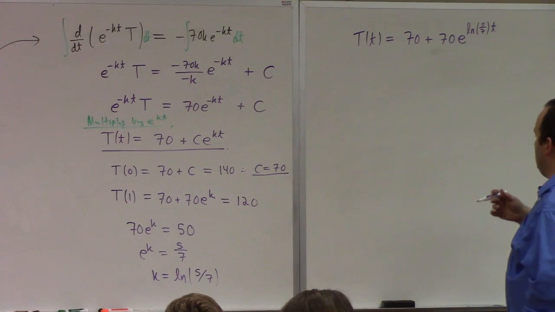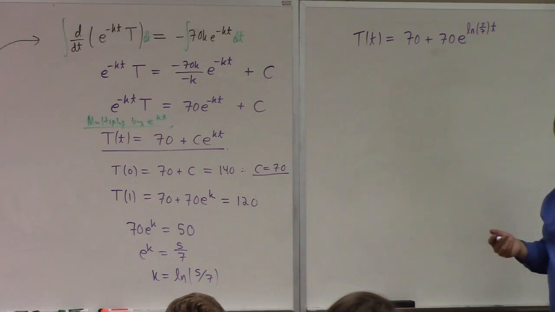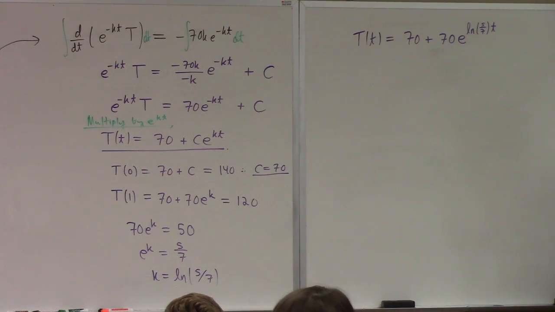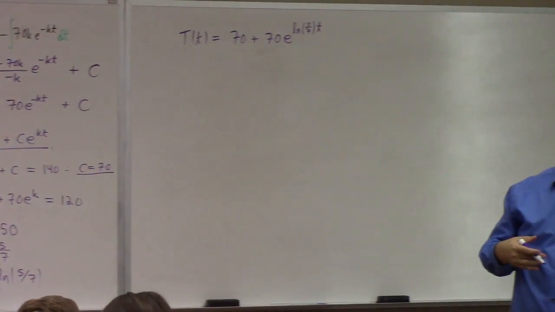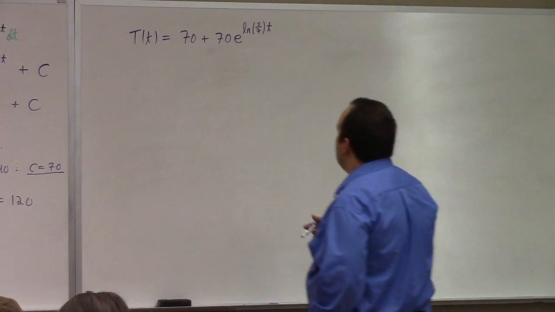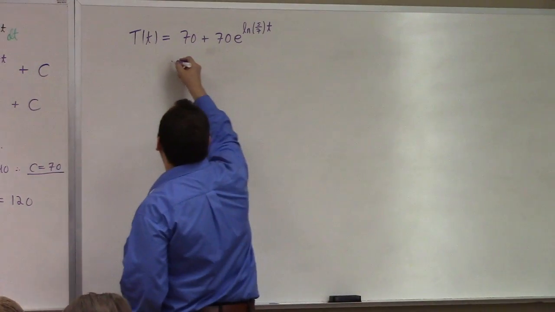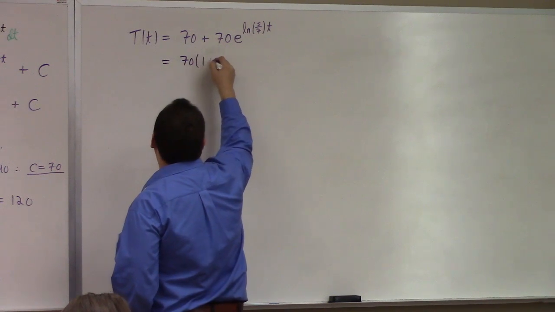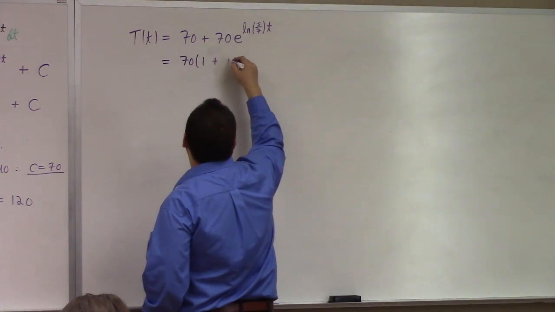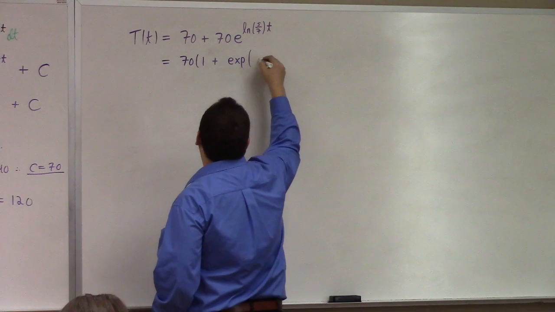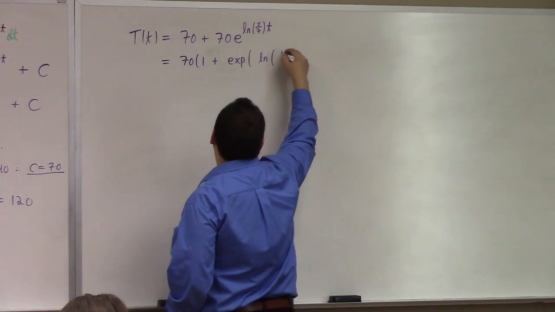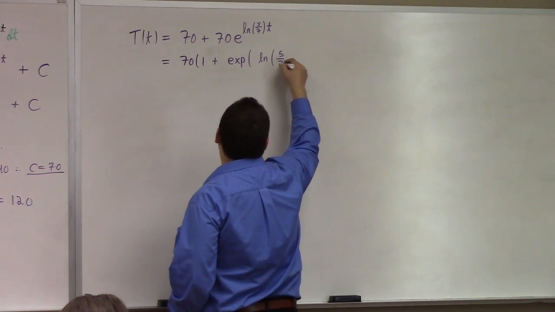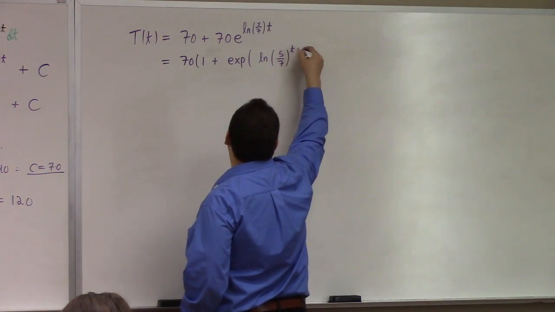Now I could leave the answer like that. It seems lazy to me to leave the answer like that. We can improve a little bit. A couple things here. This is 70 times 1 plus what? Plus the exponential of the natural log of 5/7 to the what? To the t power.